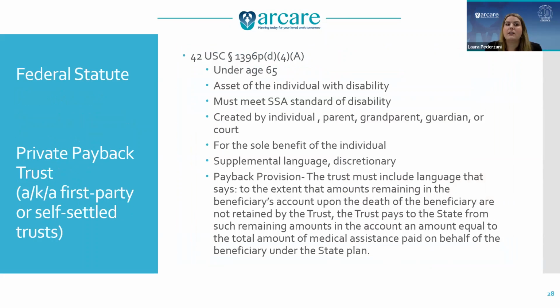So for a private first-party trust, the individual has to be under age 65. It has to be the asset of a person with a disability. They have to meet the Social Security standard of disability. The trust can be created by the individual or their parent, grandparent, guardian, or court on their behalf. But again, the asset is the individual with the disability. It also has to be for the sole benefit of the individual. The trust also has to contain payback provision language that to the extent there is an amount remaining in the account upon the death of the beneficiary, it has to be paid to the state.